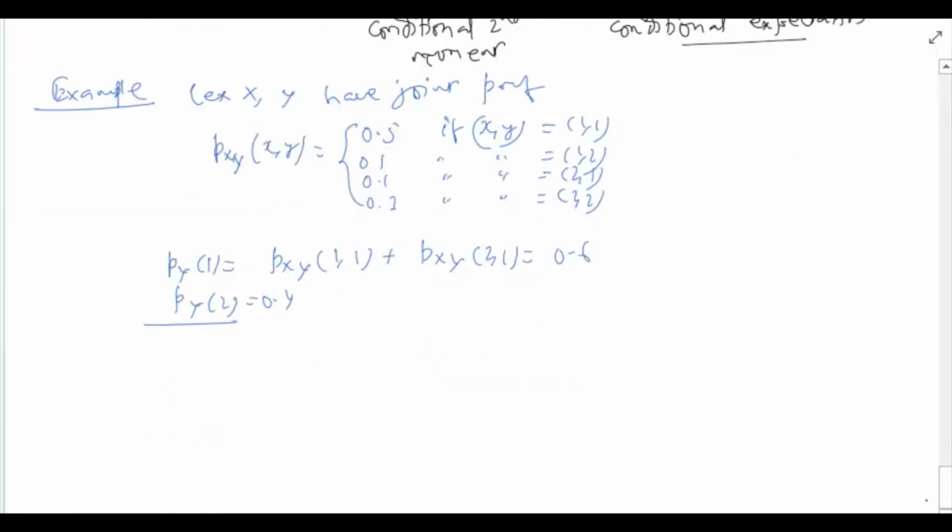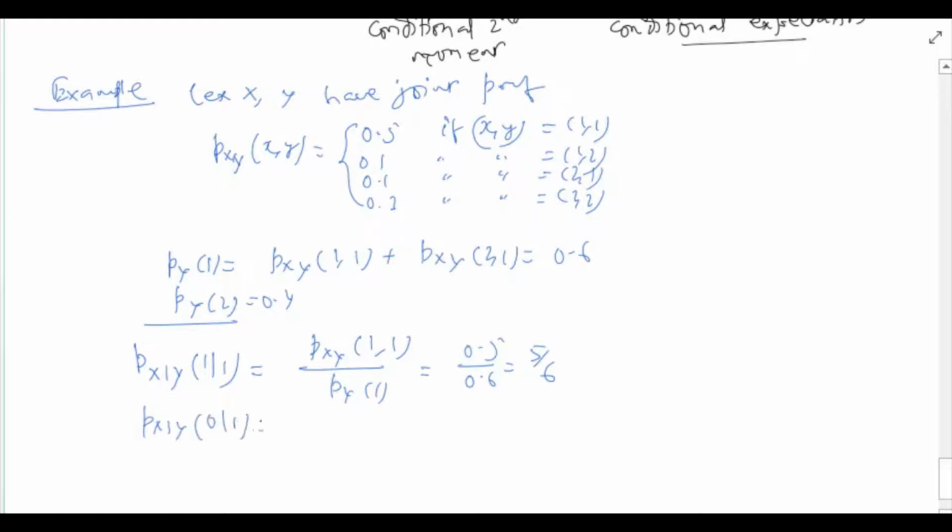Having computed the marginal probability mass function, we can compute the conditional probability mass function of X given Y. In particular, the probability of X equals 1 given Y equals 1 can be computed as the joint probability mass function divided by the marginal, and this will be 0.5 by 0.6, that is 5 by 6. We could similarly compute p_{X|Y}(0|1) as p_{XY}(0,1) divided by p_Y(1), and this clearly is 0.1 divided by 0.6, that is 1 by 6.